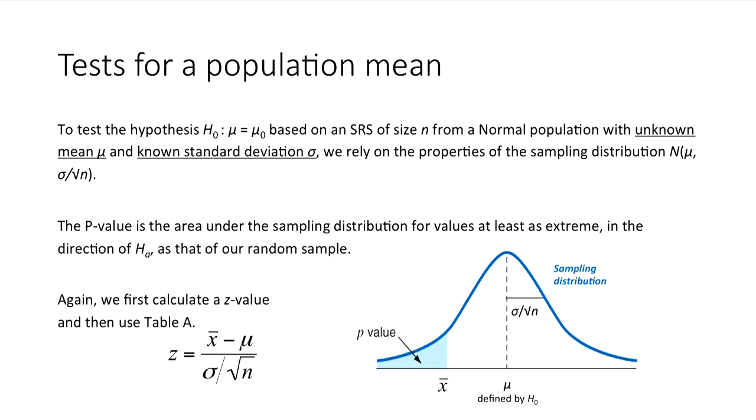And as we've noticed before, the larger your sample, the more exact your estimates of the population mean are going to be from your sample, and therefore the lower your p-values are going to end up being. The higher your z-scores, the lower your p-values are going to end up being.